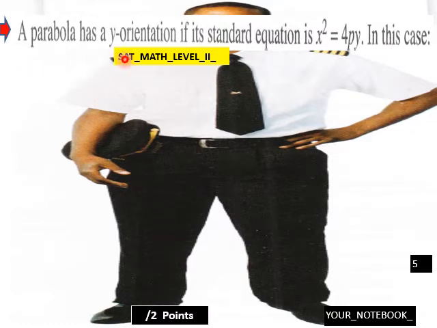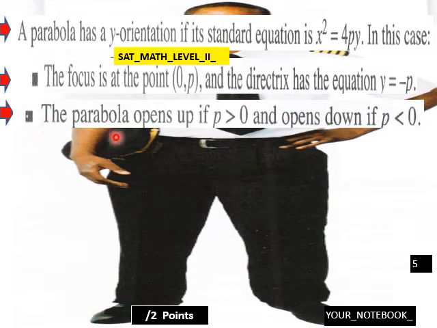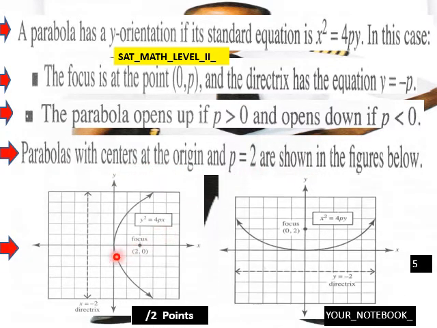A parabola has a y orientation if its standard equation is x squared equals 4py. In this case, the focus is at the point (0, p) and the directrix has the equation y equals negative p. The parabola opens up if p is greater than 0 and opens down if p is less than 0. Parabolas with centers at the origin and p equals 2 are shown in the figures below. So here are two examples of a parabola that opens up, and then this opens to the side. y squared equals 4px, and then x squared equals 4py. That'll be this example here.